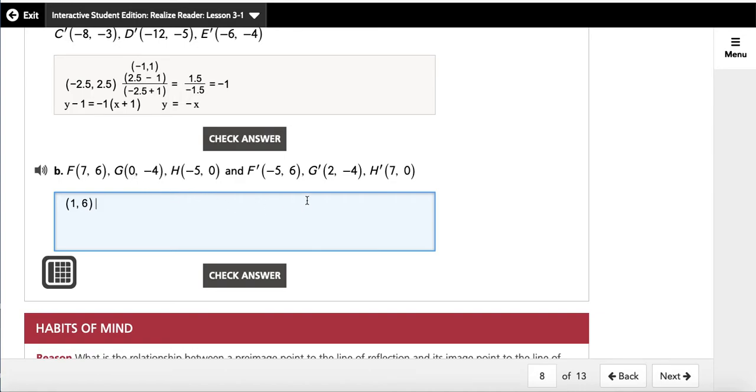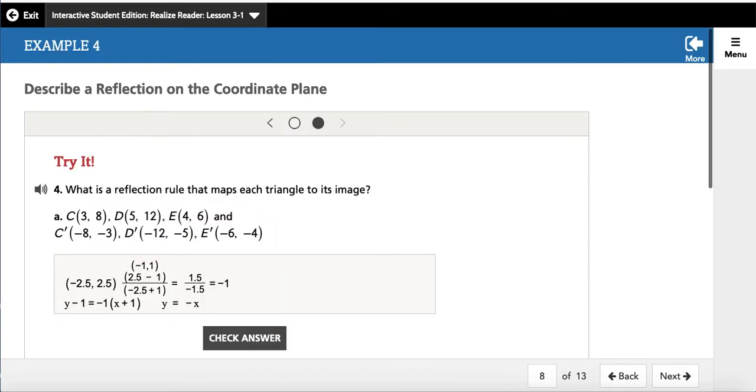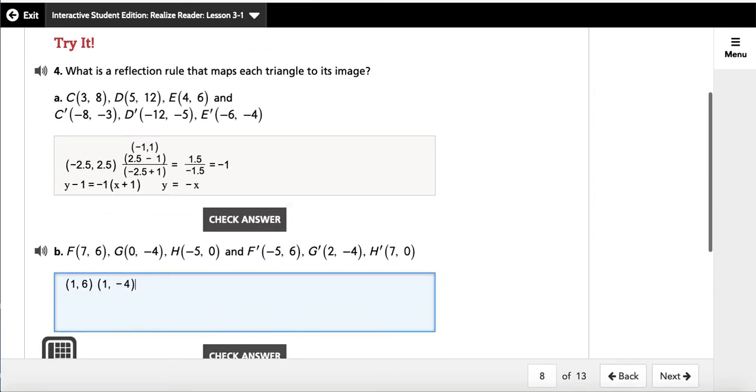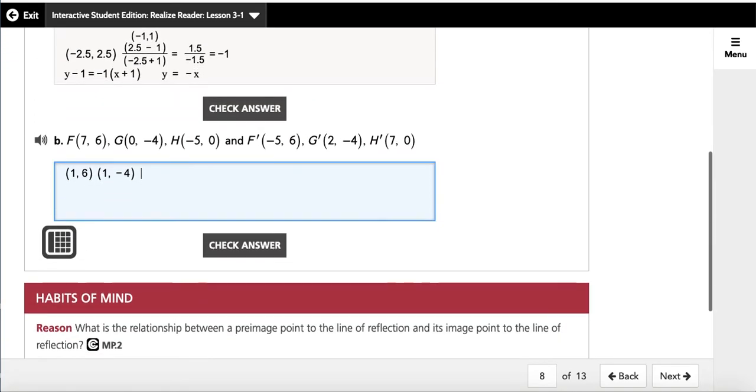I'm looking at g and g prime. 0 plus 2 is 2. 2 divided by 2 is 1. Negative 4 plus negative 4 is negative 8. Negative 8 divided by 2 is negative 4. Now I have 2 points that are on the reflection line. I just need to find the equation for that.